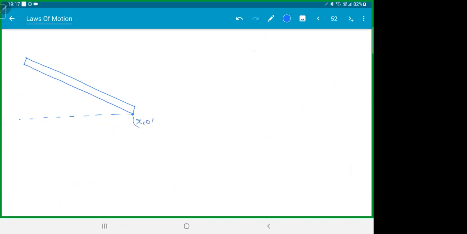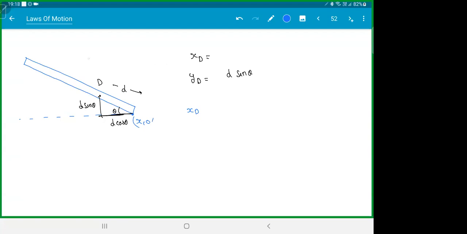This is x comma 0. If you take this point as D, this is theta. This is d, so this would be d cos theta, and this would be d sin theta. So the x coordinate of D will be x minus d cos theta, and the y coordinate of D will be d sin theta.